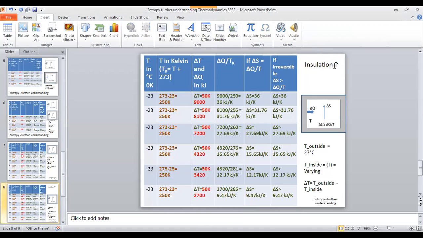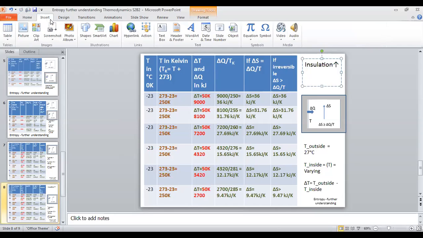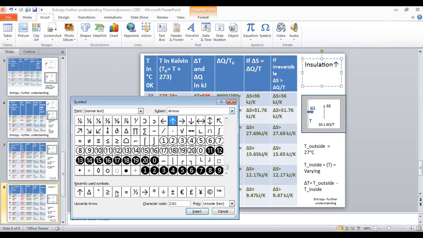So when your insulation improves, what happens is your delta Q is decreasing.